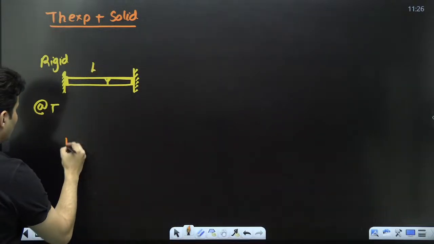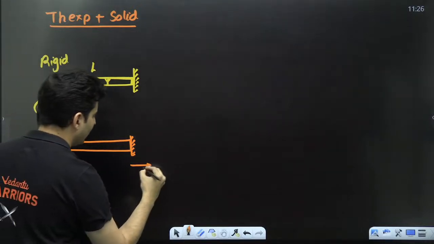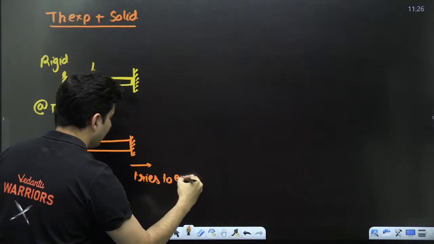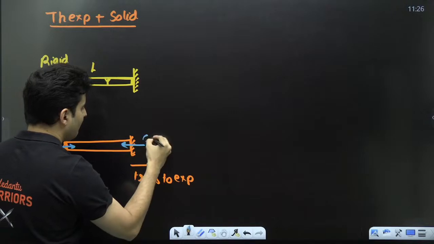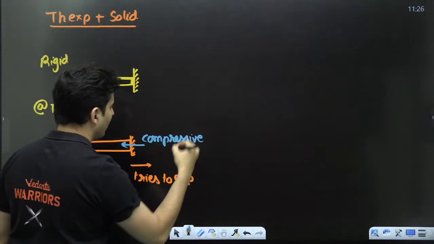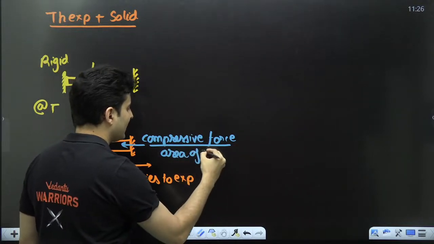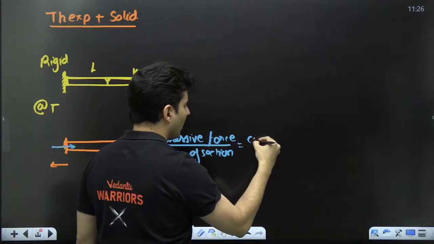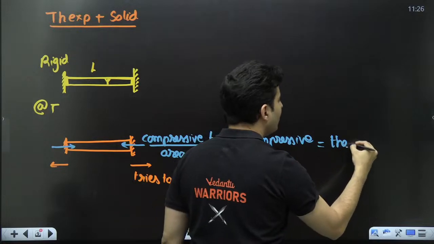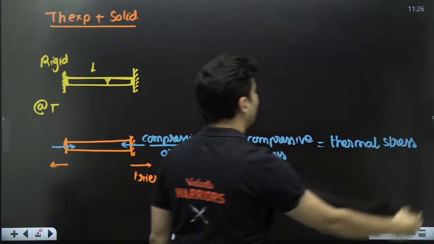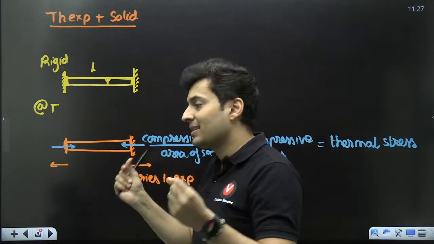Now what happens is you try to heat it, so it will try to expand, but it can't expand because of the rigid supports. So that's why there will be a compressive force from the wall. That compressive force per unit area of the section will give rise to a compressive stress inside the rod, which is called the thermal stress. The rod tries to expand, it tries to push the wall away, the wall will try to push it back inside, it will compress the rod, so that is the compressive stress.